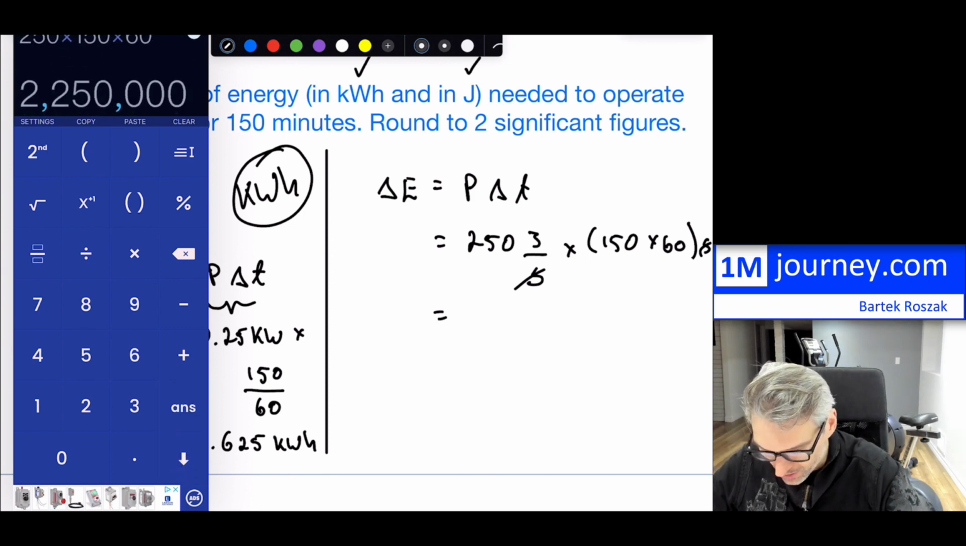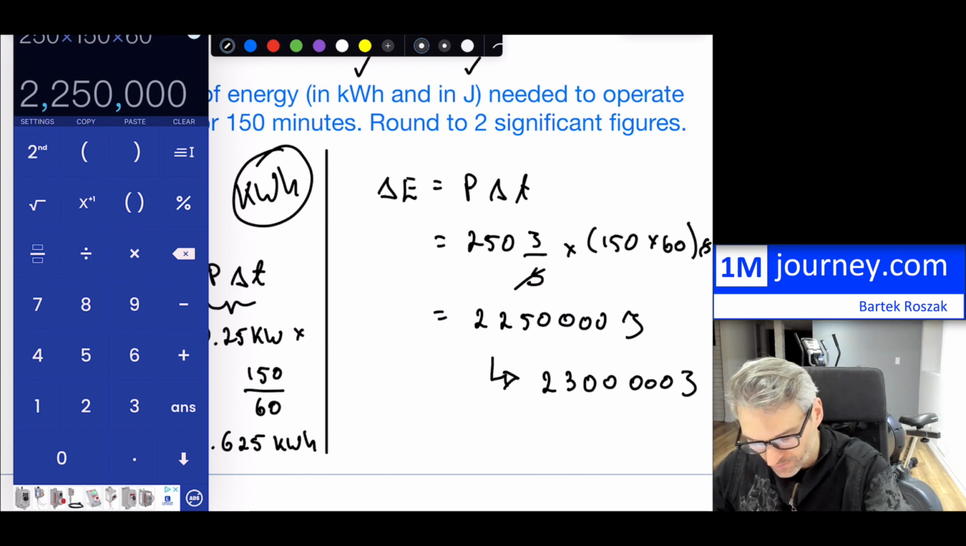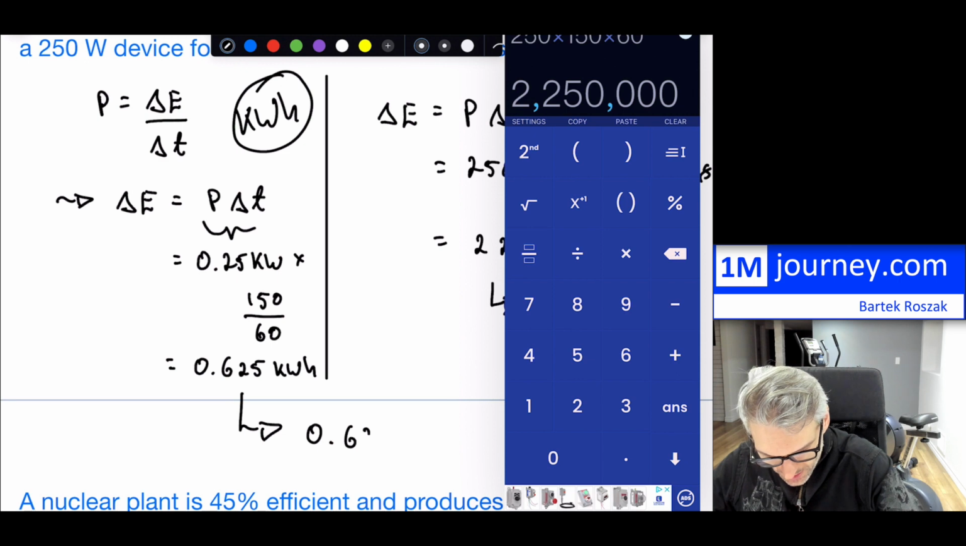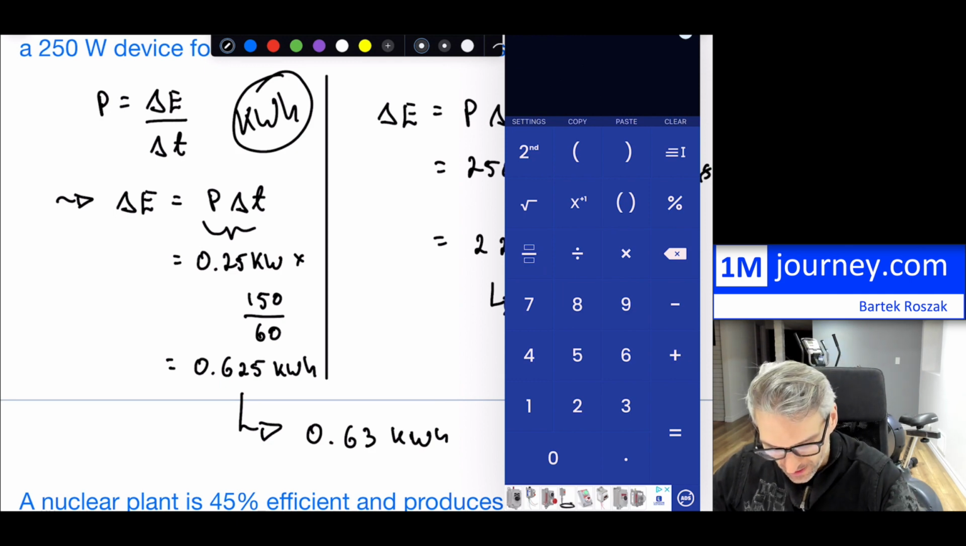So it's going to be quite a bit here. So 2,250,000 joules. Okay, so now I will round this. If we want to round this to two significant figures, it's going to be 23 and then 0000 joules. Now, if you want to round this right here, well, that's going to be 0.63 kilowatt hours to two significant figures.